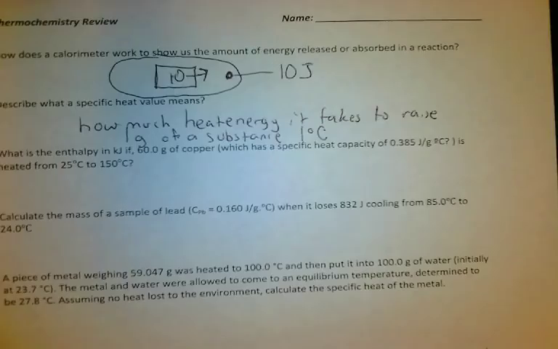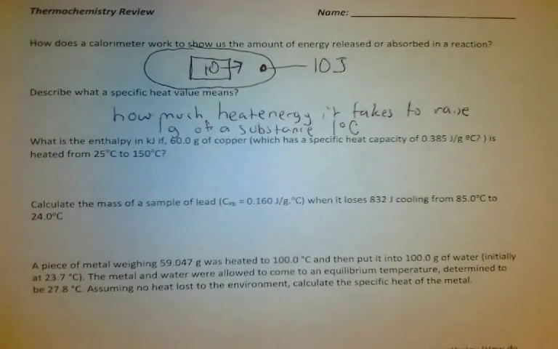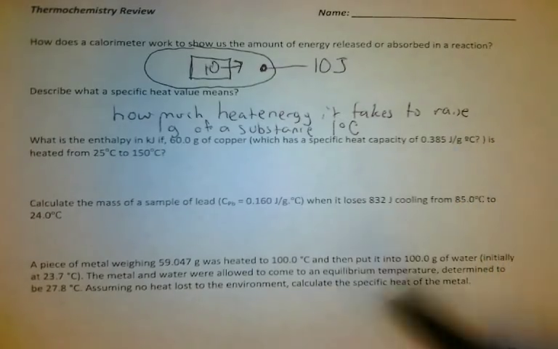Remember, we also talked about heat capacity, which was just how much it takes to raise it 1 degree Celsius. We can get more specific, obviously, with the term specific heat, because it's dealing with 1 gram. And if we know the mass and we know the change in temperature, we can very easily determine the change in heat. So for the next question, it states, what is the enthalpy, which if you remember is the fancy term for heat flow that we use in chemistry, in kilojoules, if 60 grams of copper, and it gives you the specific heat, is heated from 25 to 150.